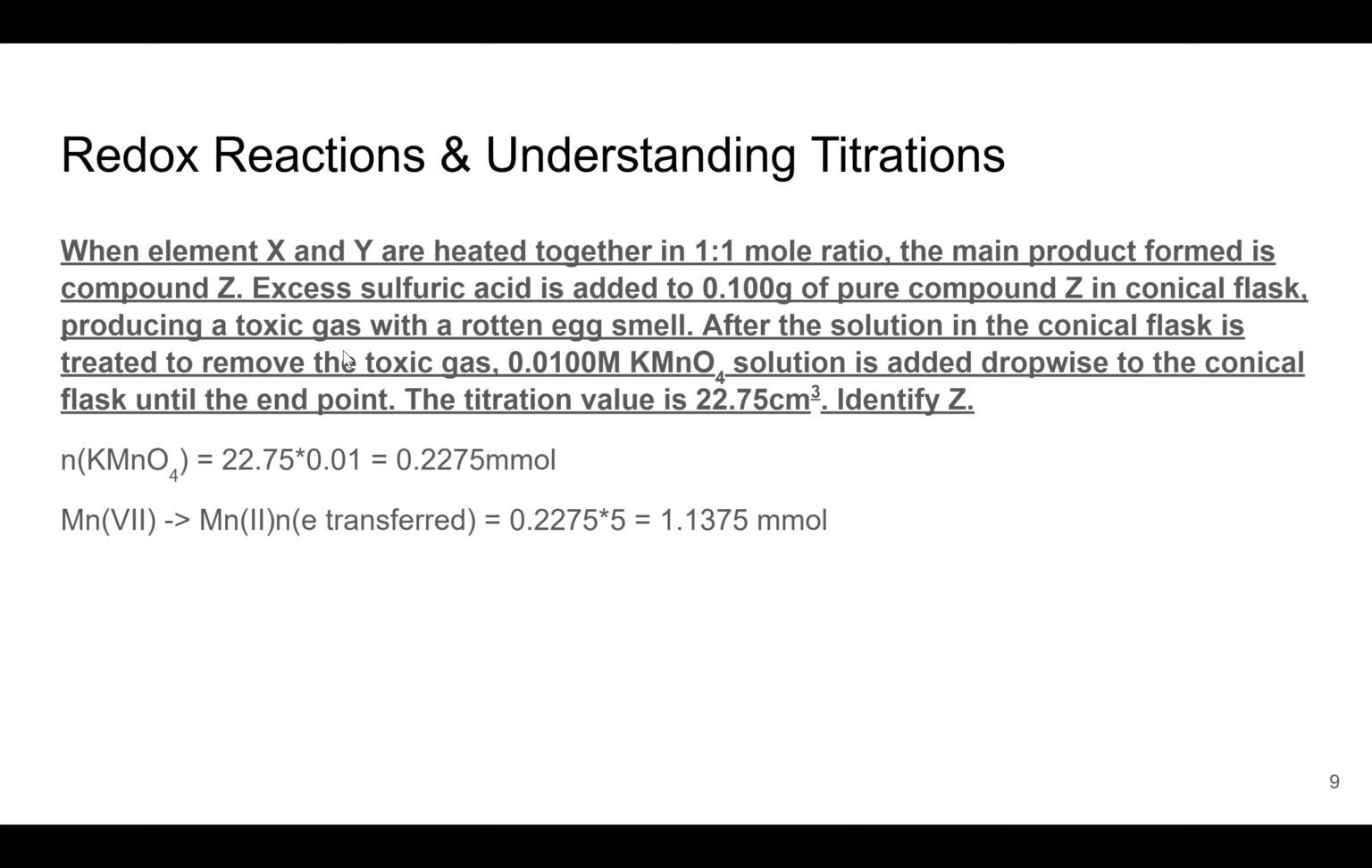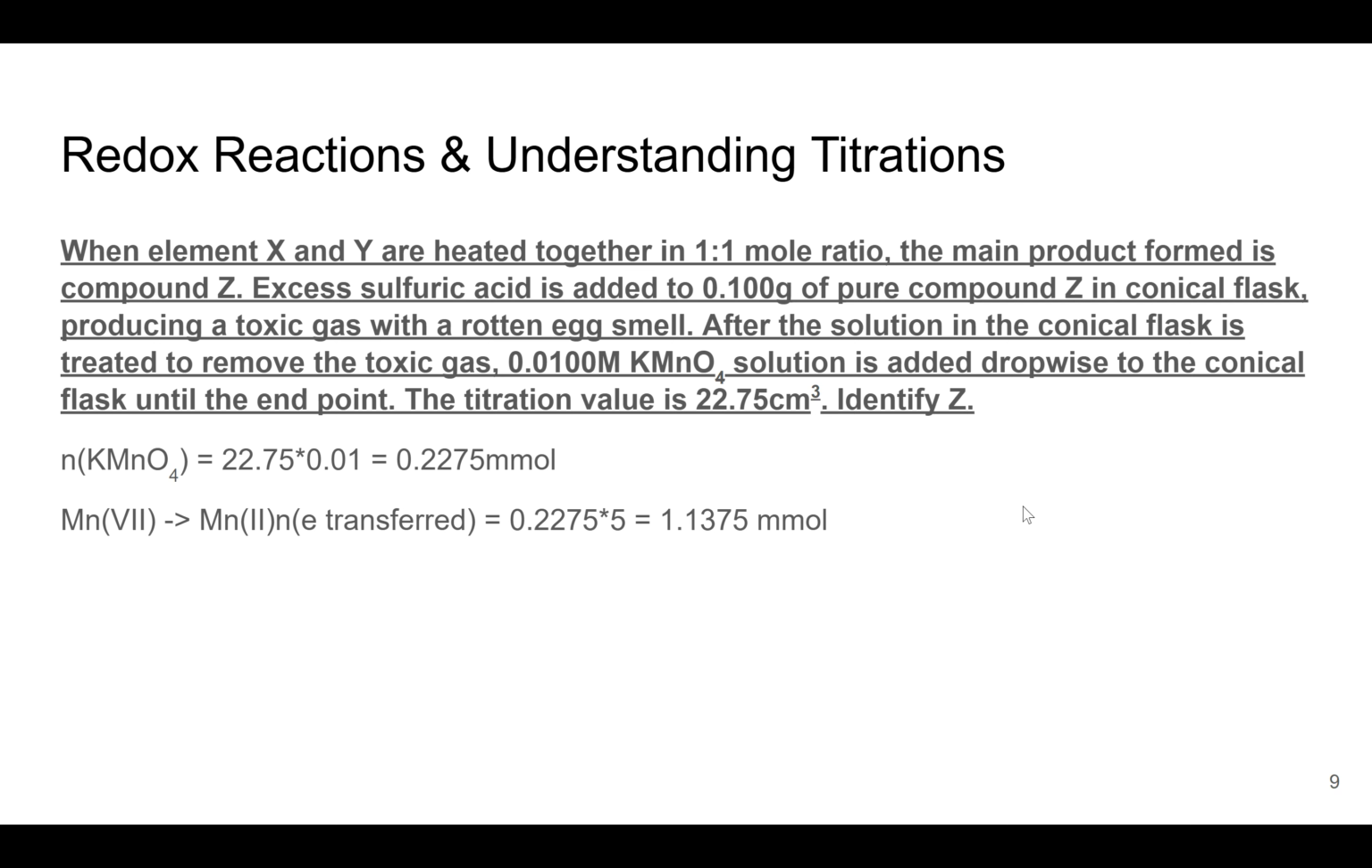And in this reaction, permanganate ions are reduced to Mn2+ ions. So we know the oxidation state of manganese dropped from +7 to +2. So we know 5 electrons are transferred to each permanganate ion, and because of this, we can find the overall number of electrons transferred in this titration, and that's 0.2275 times 5, because for each mole of permanganate ions, you need 5 moles of electrons. And that's why we will get the total number of electrons transferred equals 1.1375 millimoles.